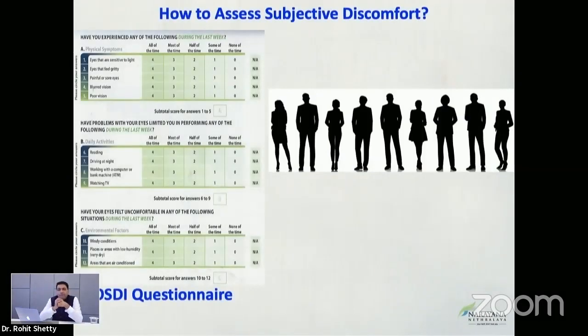So subjective symptoms: when a patient comes to you, one of the most important things for all of us is to understand the patient through a questionnaire. It does not take much time. It's freely available. The OSDI is one of them. There are many other things which are available freely online. I use the OSDI because it's easier and quicker.